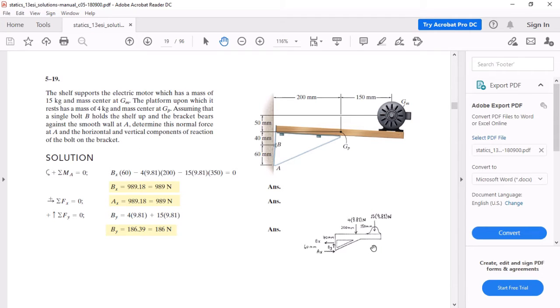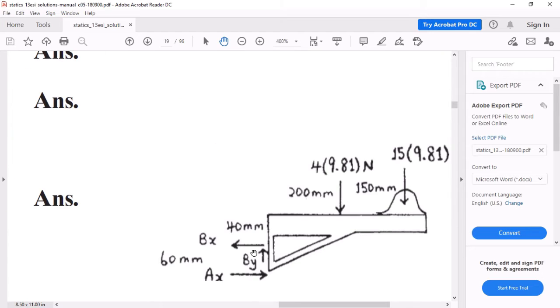bracket. يعني إذا بنطلع على الفري body diagram راح نلاحظ at B في عنا horizontal and vertical component. عند A عندنا normal force، عندنا weight of the shelf اللي هو 4 kilogram times 9.81، في عندنا weight of the motor which is the mass 15 kilogram times 9.81. We need to get قديش قيم الرياكشنز الناتجة من البولت vertical horizontal، وعنا النورمال فورس.